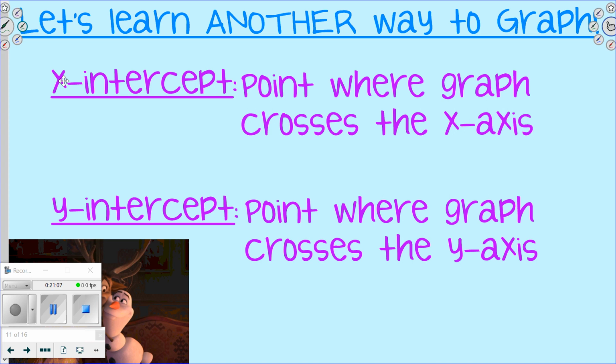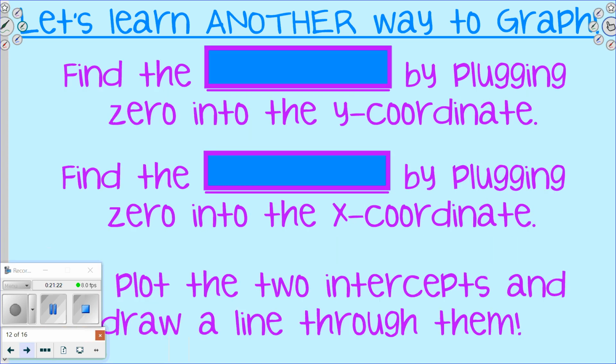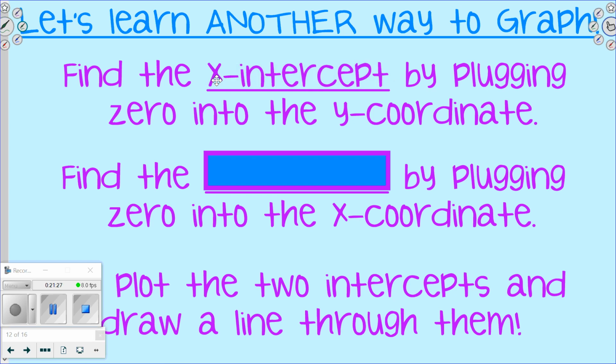So if you know where it crosses the x-axis and where it crosses the y-axis, that gives me 2 points, right? Could I connect those and make a graph? Sure could. These are the easiest ones for me, and I like graphing by this method because it's usually pretty quick. To find the x-intercept, you plug 0 in for y. Think about when it's crossing this axis, what's your y value? It's 0, so it falls right on there.